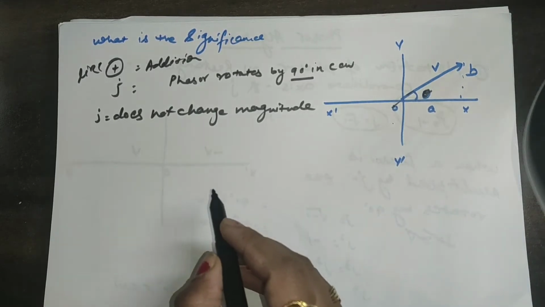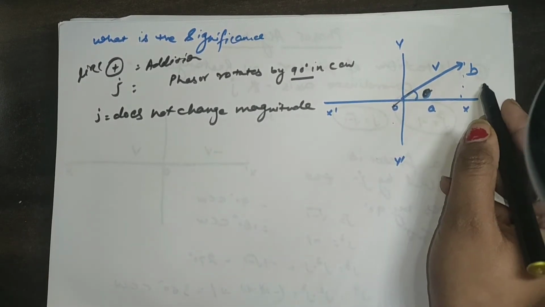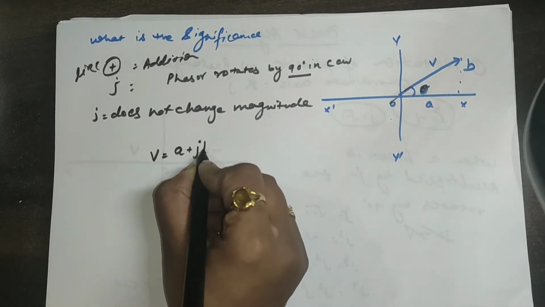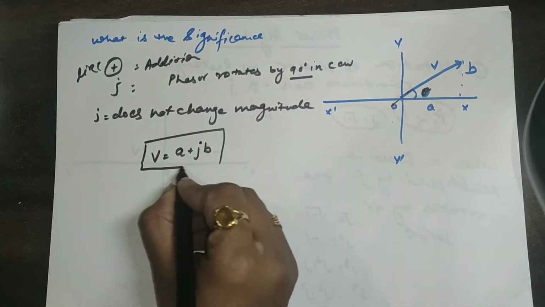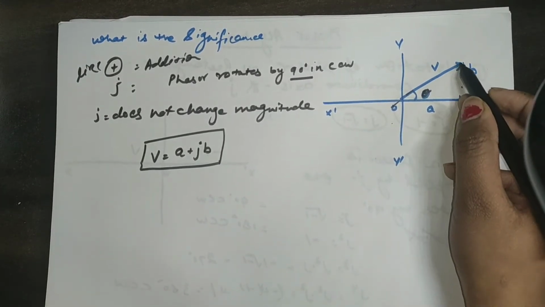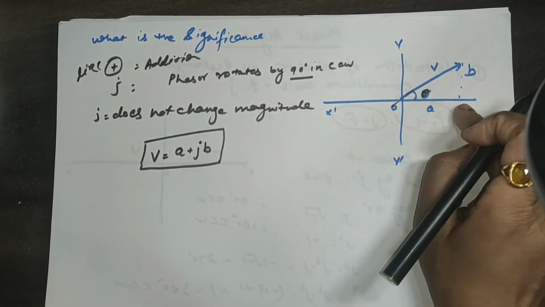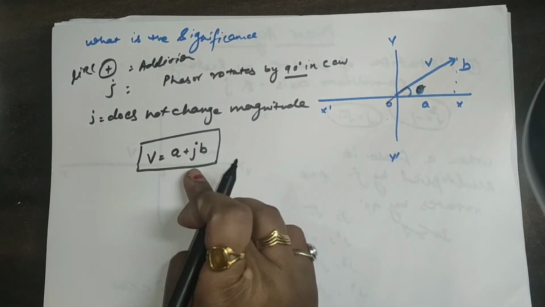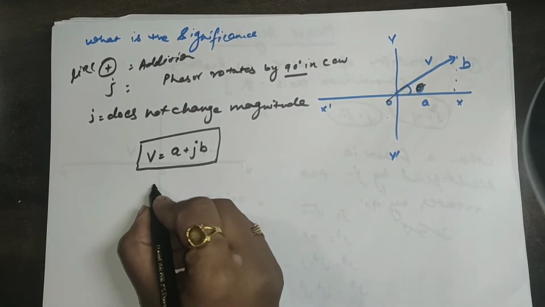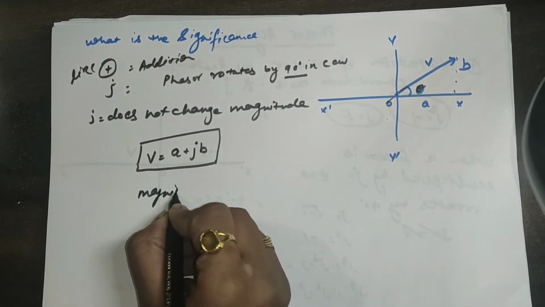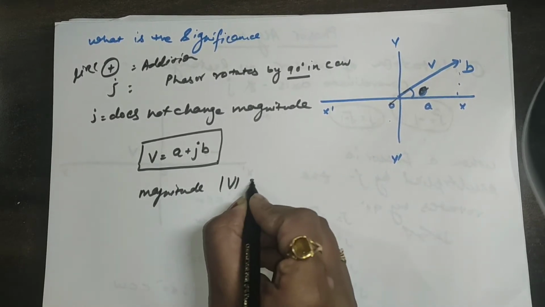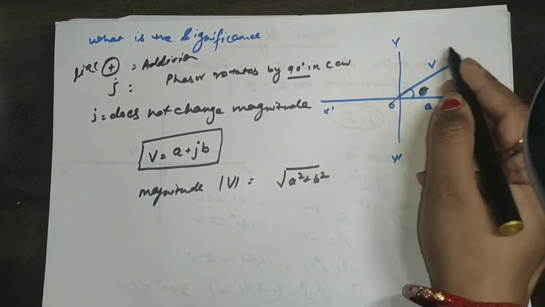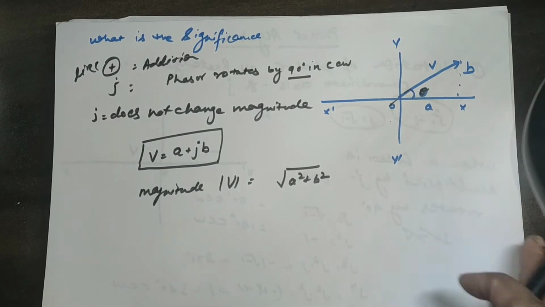Now mathematically we can express this horizontal and vertical component by V equals A plus J B. When we get this phasor diagram, we get one horizontal component and one vertical component. The magnitude of V will be the square root of A squared plus B squared. We can also solve this by the trigonometrical equation.